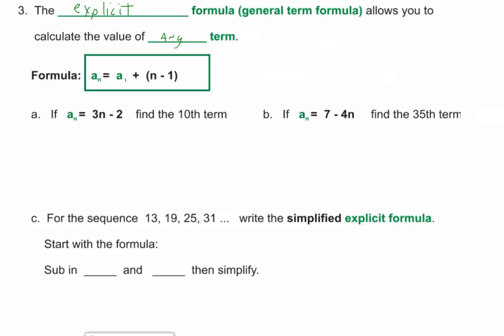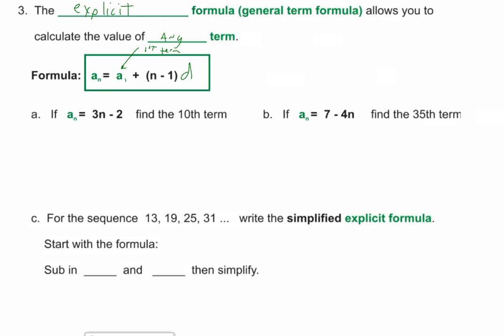Again, if you need to write yourself little notes, write yourself little notes if that doesn't make sense to you yet. So you go back and look. And of course, arithmetic sequences always have a common difference, so that needs to be in there, and so you got to have your D. So it's a sub n equals a sub 1 plus the quantity n minus 1 times D. That's the explicit formula. This will allow us to find the value of any term.